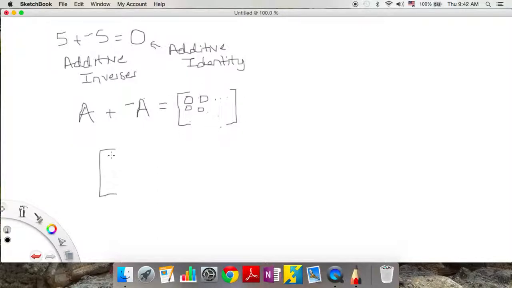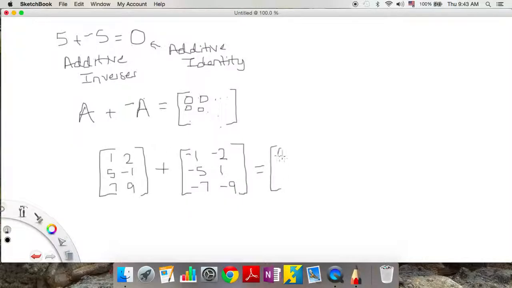So example, if we have this matrix, it's a 3 by 2 matrix, and we want to have its additive inverse, then that means all the signs are different, but the numbers are the same, so that when we add it together, 1 plus negative 1 gives us 0, 2 plus negative 2 gives us 0, 5 plus negative 5 gives you 0, negative 1 plus 1 gives you 0, 7 plus negative 7 gives you 0, 9 plus negative 9 gives you 0, and you end up with a 0 matrix, which is the additive identity for matrices. So adding and subtracting matrices, not that hard.